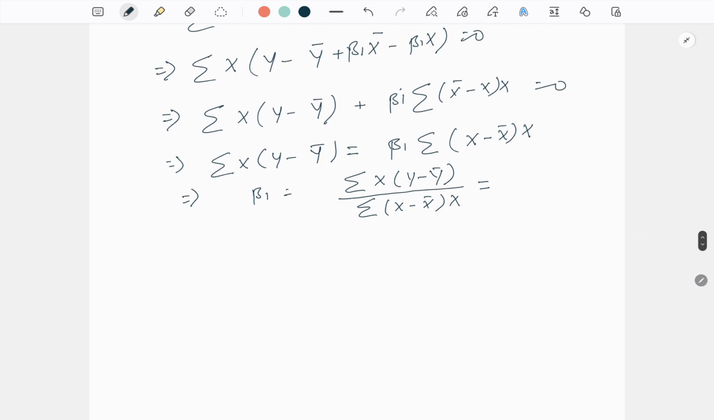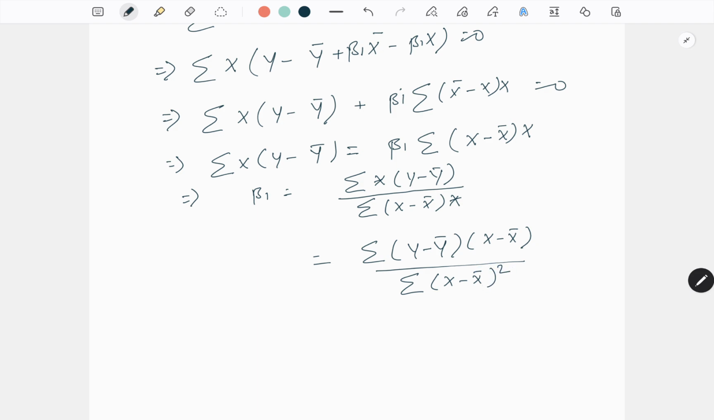Now we will add a term in the numerator. From here we can write sigma of (y minus y bar) into (x minus x bar), divided by the sum over (x minus x bar) whole square. We have added this term in the numerator and one in the denominator. So this is the final value of beta 1.